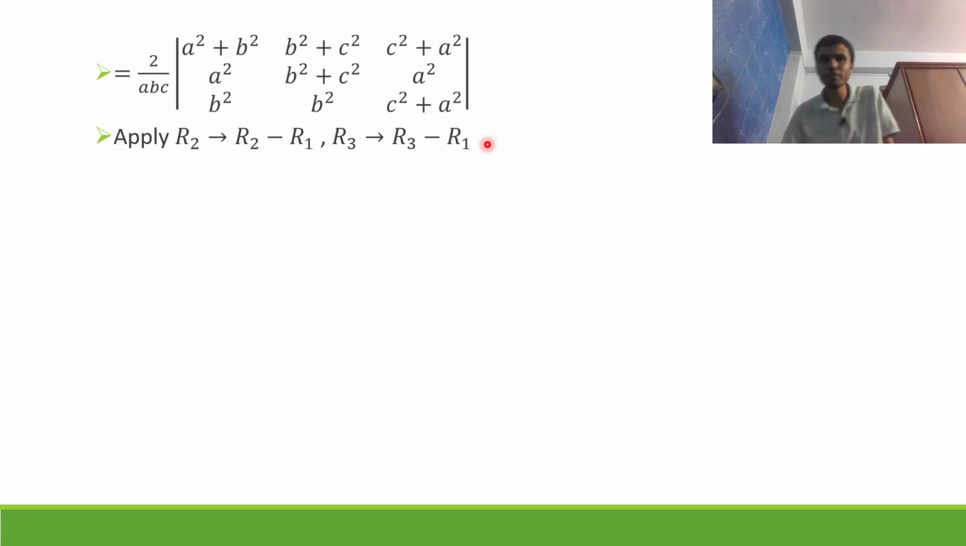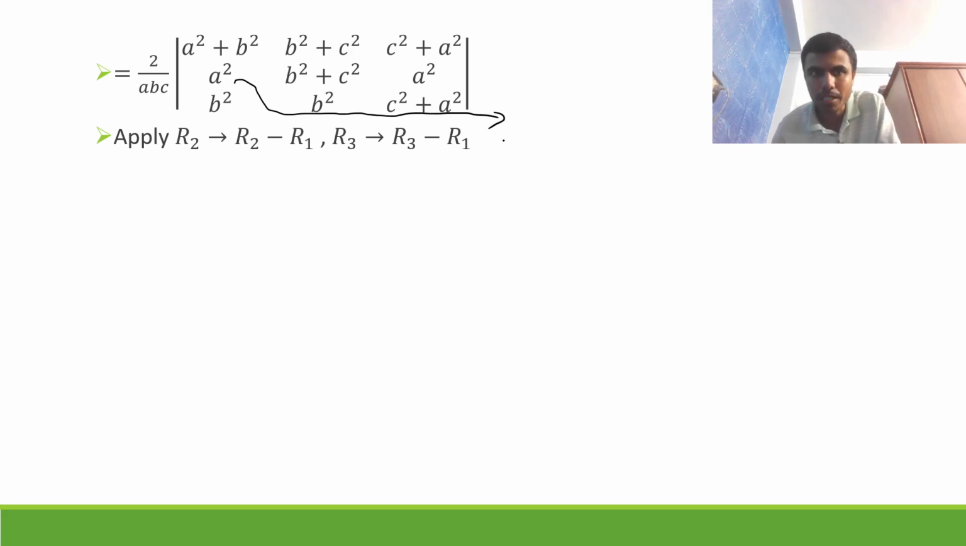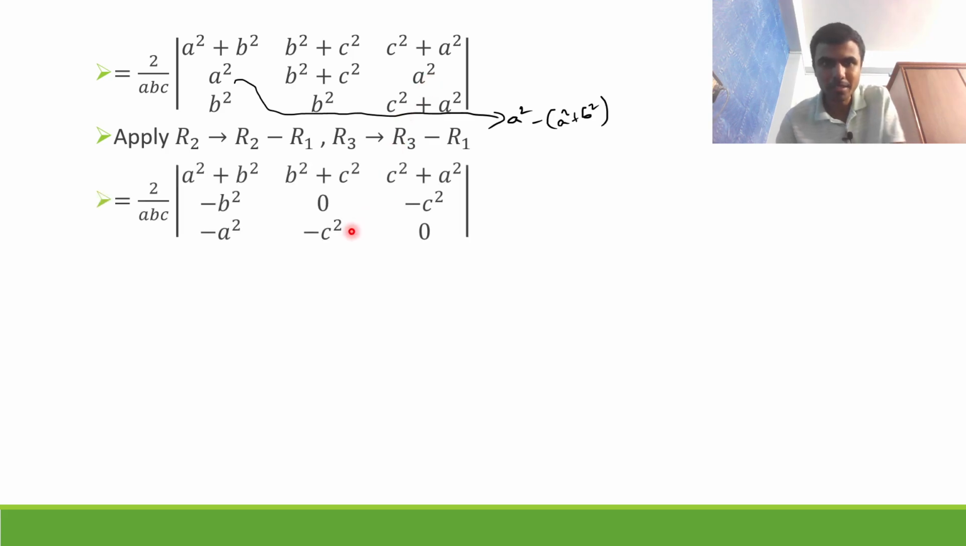Now what will happen if you apply this? See, R2 implies R2 minus R1. The first element would be A square minus A square plus B square. So if we expand this, A square minus B square. Next, B square plus C square minus B square plus C square, gone, 0. Here A square minus of C square plus A square, so A square cancels, minus C square.